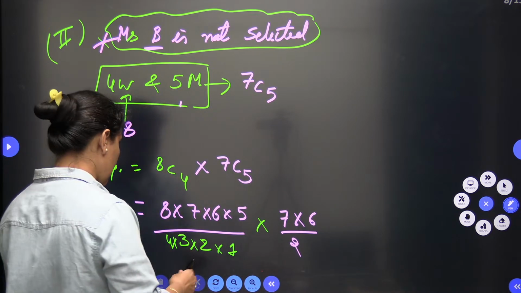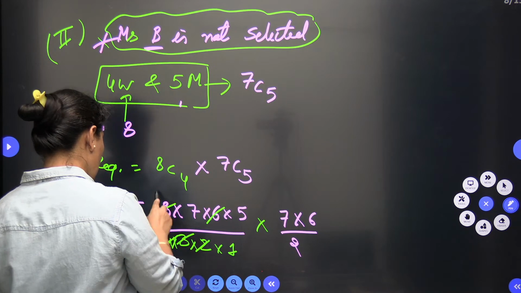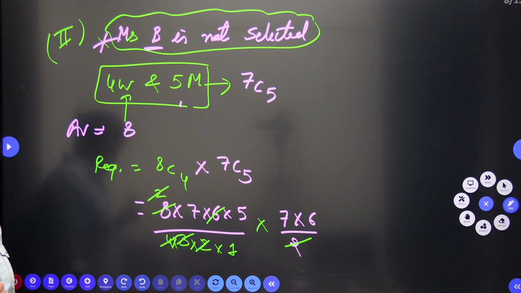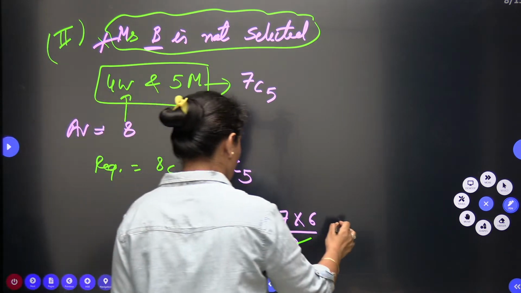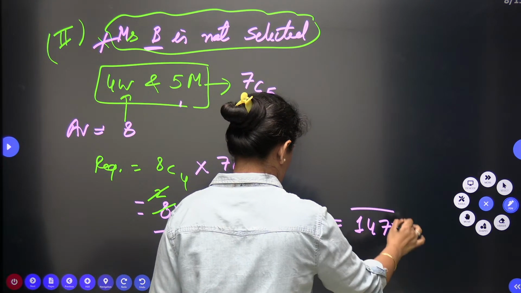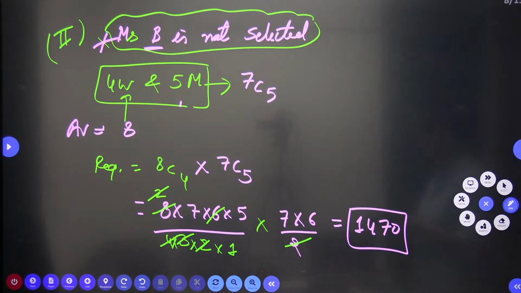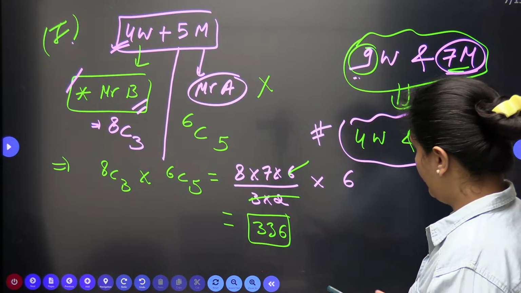When you solve this, 3 2s are 6 and 6 gone, 4 2s are 8, 2 and 2 will be got. So when I solve 7 into 7 into 30, we are having 49, so this will be 1470. Let me cross check, this will be 1470. And we need to find out the total value. And here we are having 336.